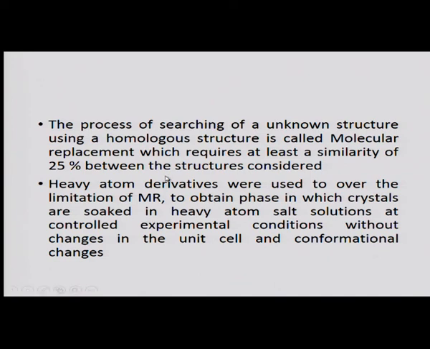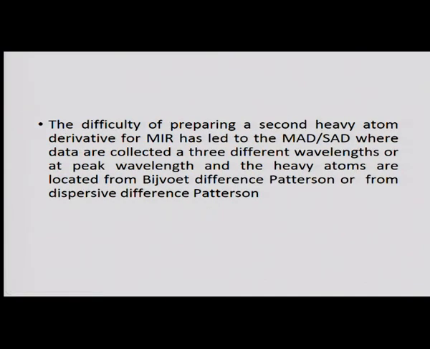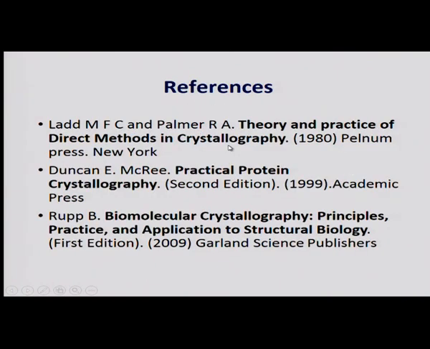So, we have also seen that the process of searching unknown structure using homologous structure, which is termed as molecular replacement, for which at least 25% homology is required between these two structures, and we have also seen that heavy atom techniques can overcome the problems in MR, but they have their own limitation because the sites should not be the same when you use multiple derivatives. Then finally, MAD or SAT technique came to the rescue, and we have number of structures determined using the last technique known as MAD or SAT.